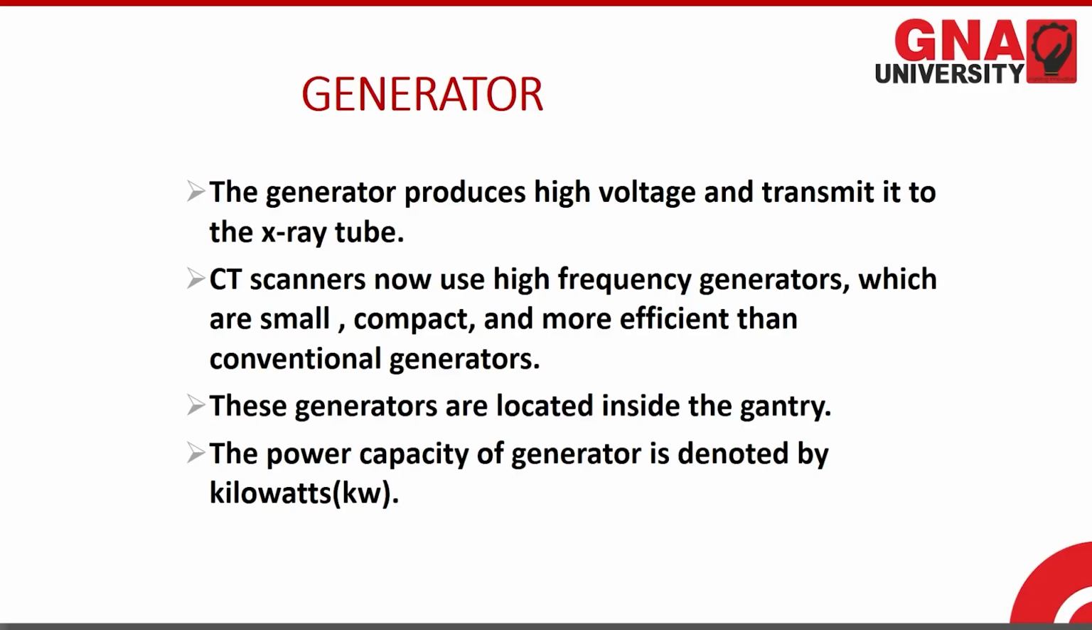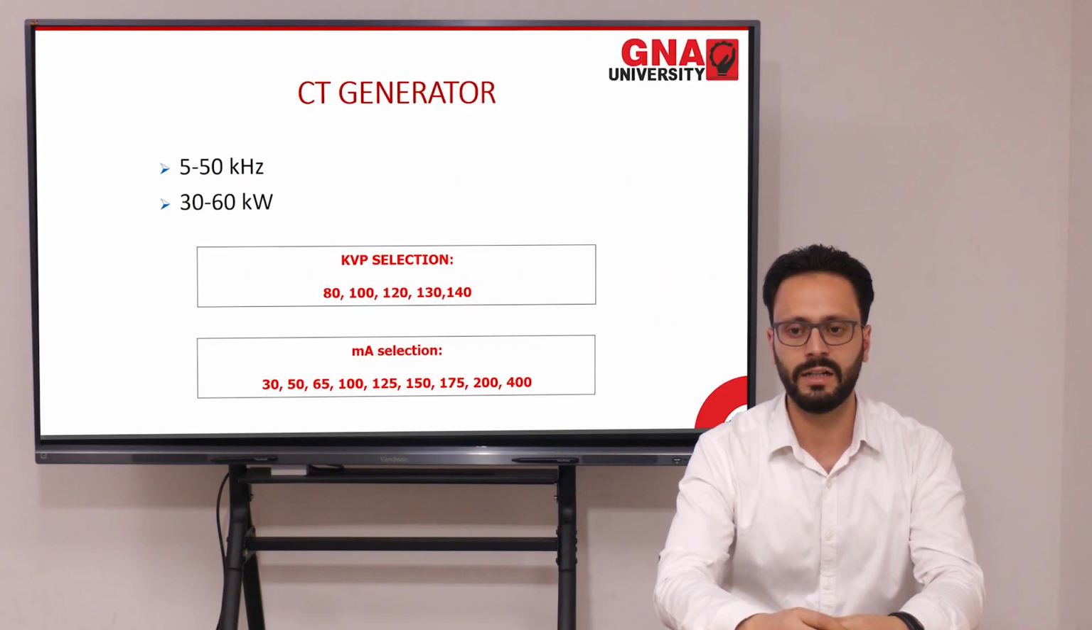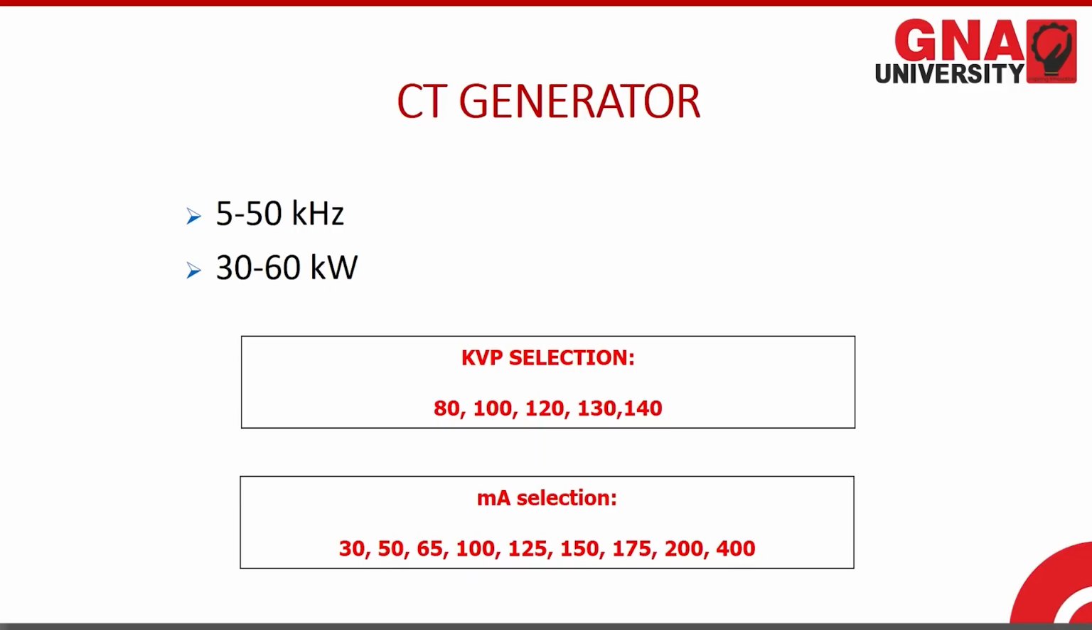So these generators are located inside the gantry and the power capacity of these generators is denoted in kilowatts. The CT generators work on a frequency of 5 to 50 Hz and have a kV range of 30 to 60 kV. While with these types of high efficiency generators, the kV selection you are able to make ranges between 80 kV to 140 kV, while the mA selection is made from 30 mA to 400 mA.